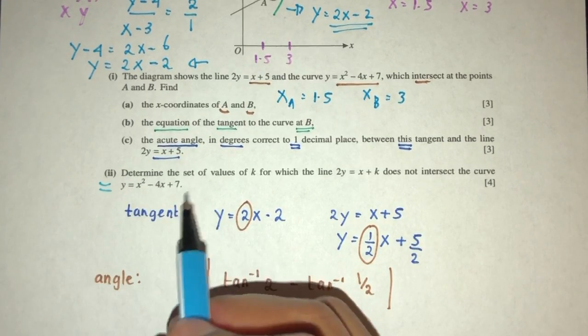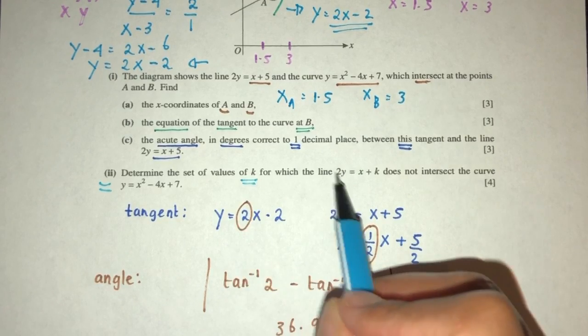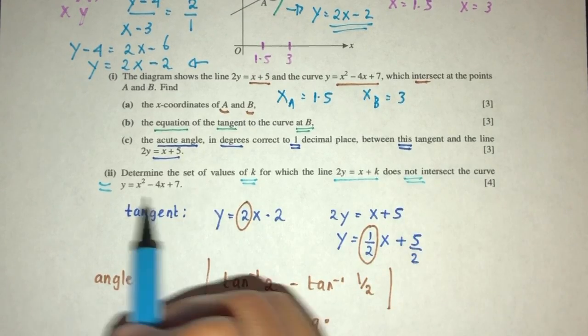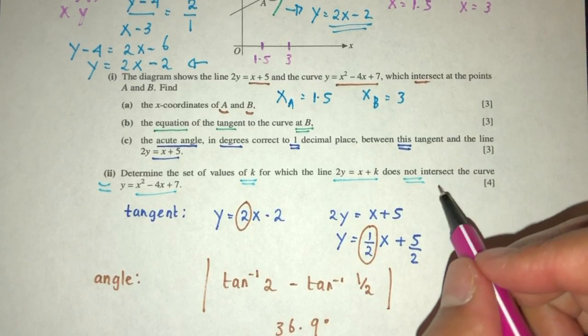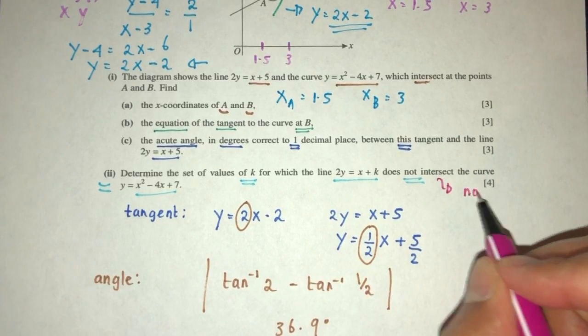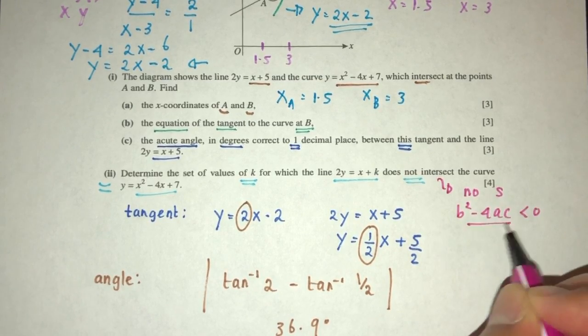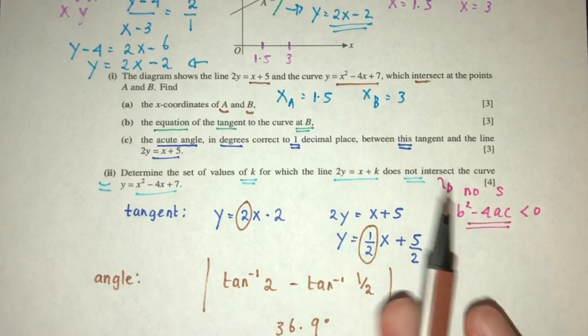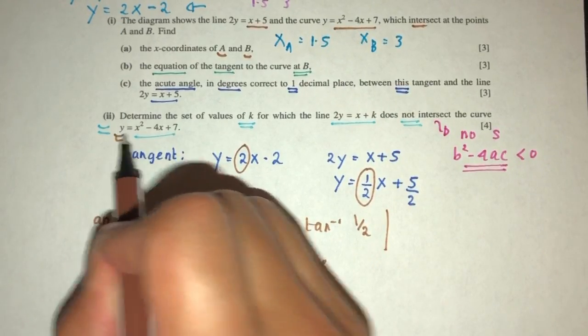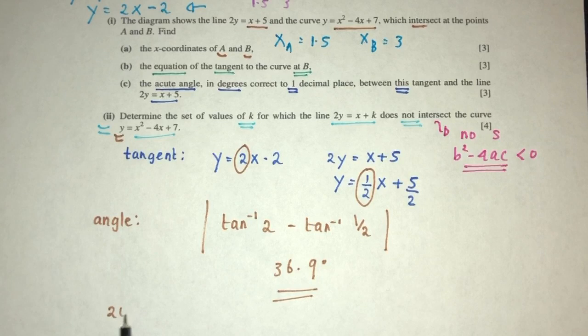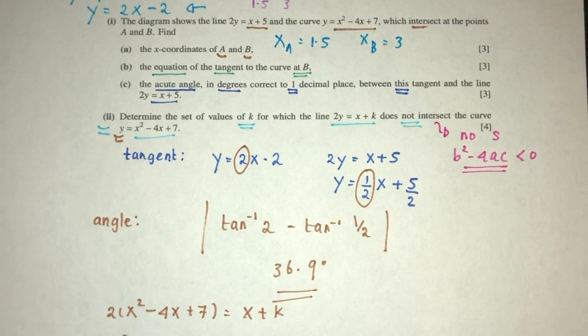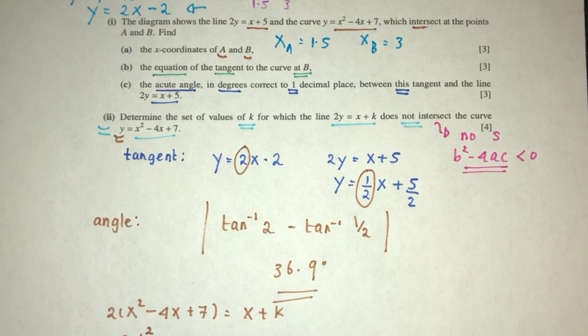Now part 2, we have to find the set of values of k for which the line does not intersect the curve. Pretty easy. If it does not intersect, it means it has no solution. It means b squared minus 4ac has to be less than 0. So that's the idea behind this question. Let's solve. Here we have y. We can replace y here. You have 2 times y, minus 4x plus 7 equal to x plus k. That should be 2x squared minus 8x plus 14 has to be x plus k.